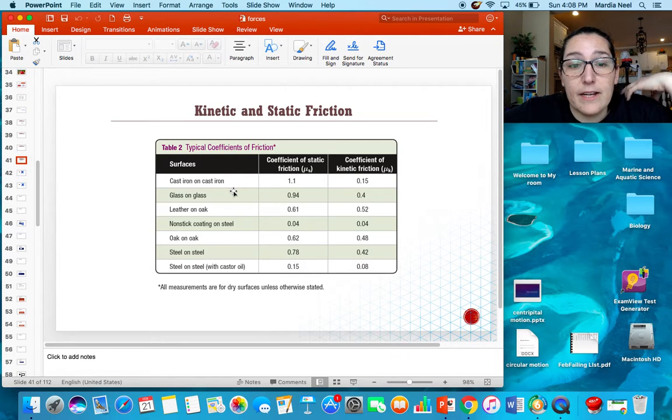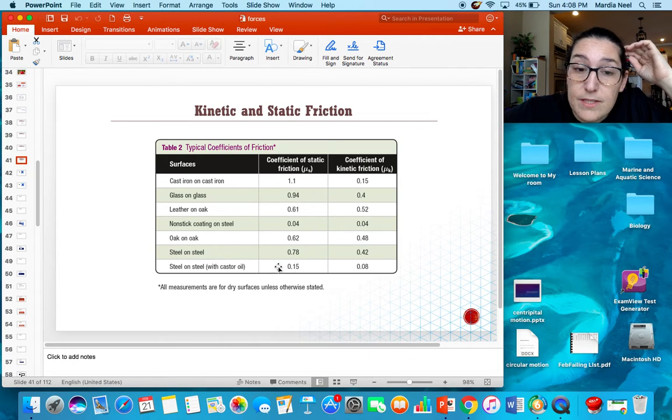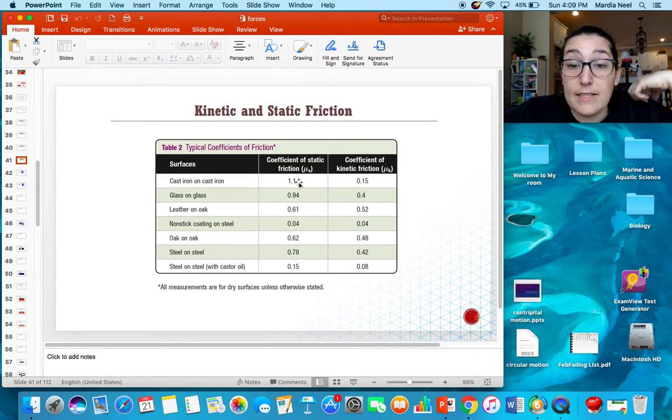So we have cast iron on cast iron, glass on glass, leather on oak, non-stick coating on steel. You can see how those coefficients go up and down, steel on steel with castor oil. So you can see right here, if we're using a lubricant like oil, that coefficient of friction goes down immensely. Non-stick coating, there's essentially no friction there at all. But then when we have cast iron on cast iron, that cast iron surface isn't really smooth and polished, so it's got a much larger coefficient of friction.